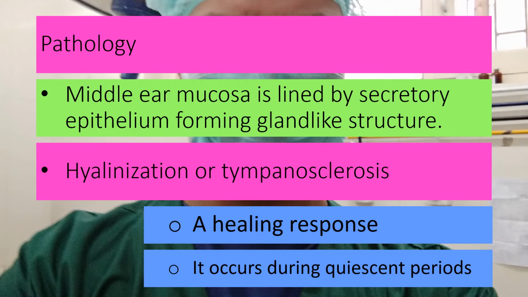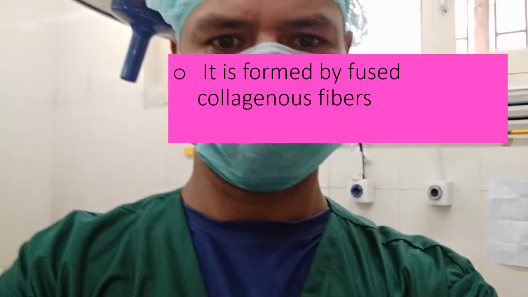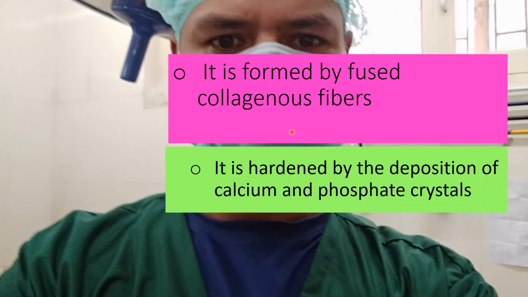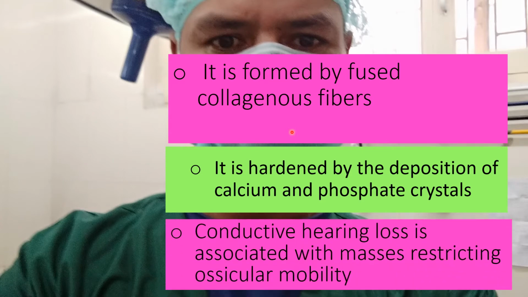We will tell you later on that there are 4 stages of safe type of otitis media, and hyalinization and tympanosclerosis take place in the quiescent period, when there is no disease, when the disease is silent. It is formed by fused collagenous fibers. Then it is hardened by deposition of calcium and phosphate crystals. Conductive hearing loss is associated with masses restricting ossicular mobility.